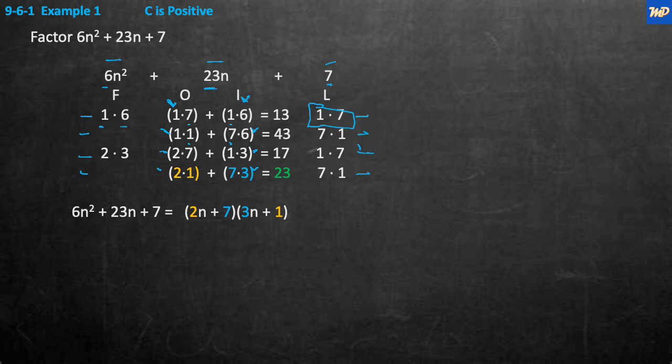Is that a 23? No. Let's go to the last one. 2 times 1 is 2. 7 times 3 is 21. 21 plus 2 is 23. And as you see, voila, we've got the 23 right here.